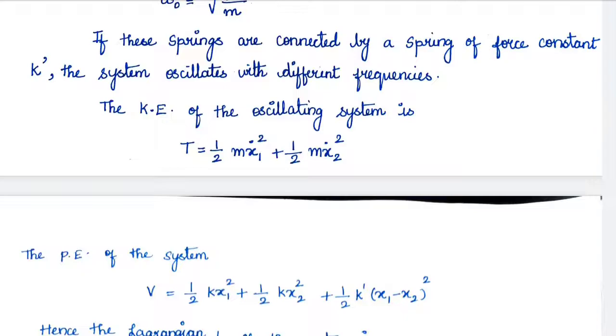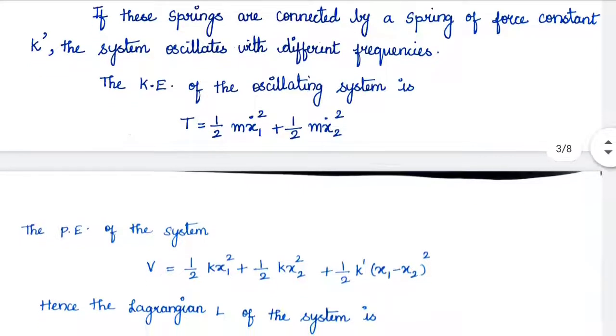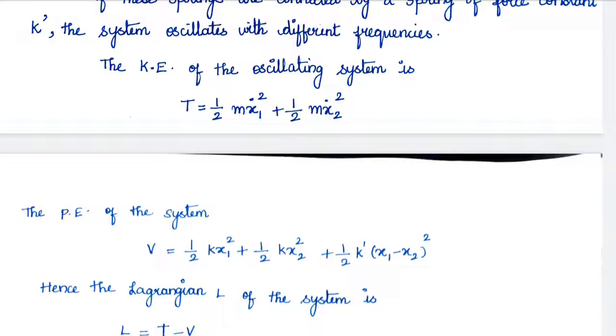So, generally to get an equation of motion, first we find the kinetic energy of the system, then we find the potential energy of the system, then we find the Lagrangian, L is equal to T minus V, then we solve this using the Lagrange's equation of motion. The same procedure we are going to follow here. First we will find the kinetic energy of this oscillating system, which is represented by T. In general, the kinetic energy is equal to half mv square. So, v is nothing but the velocity. Here the velocity is x1 dot.